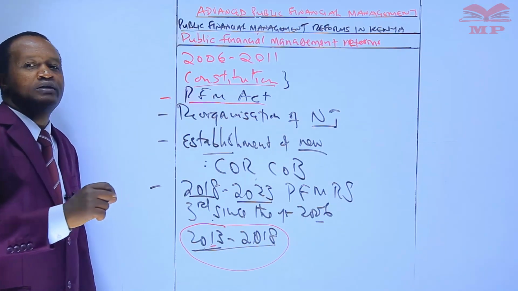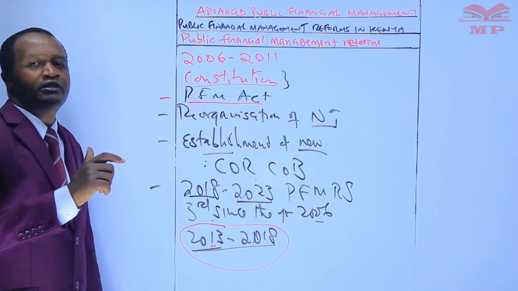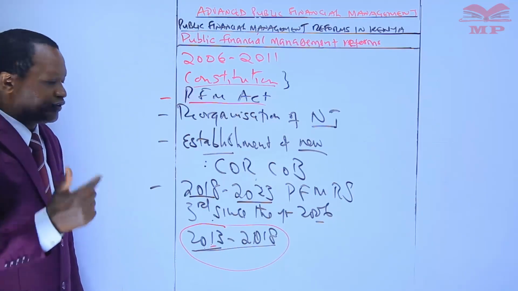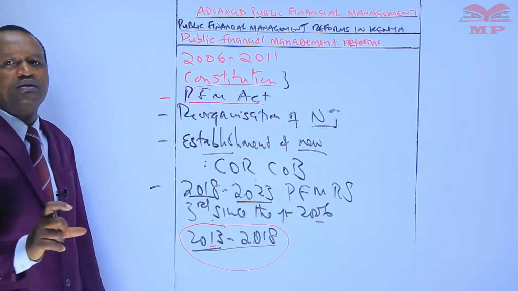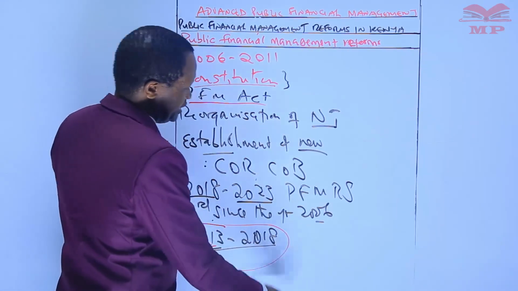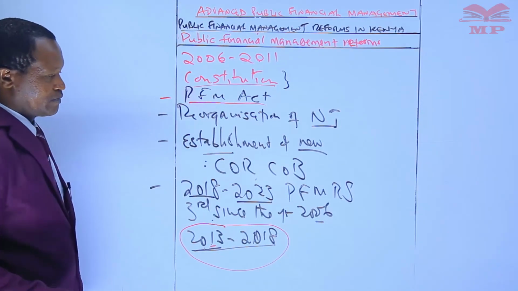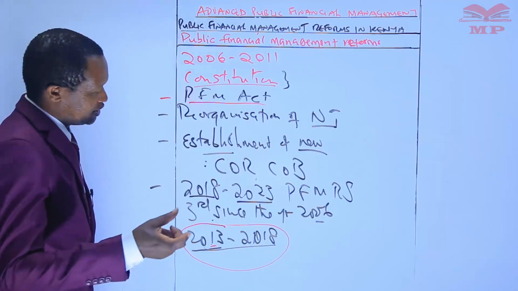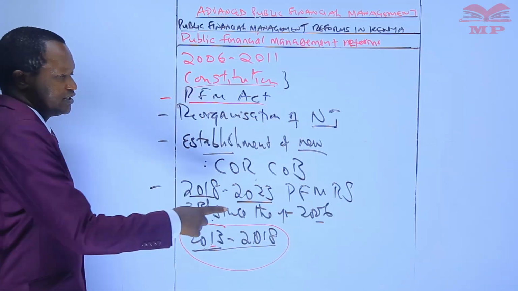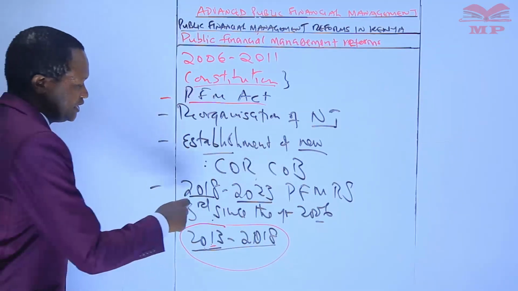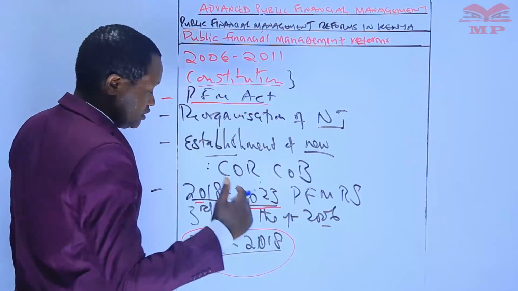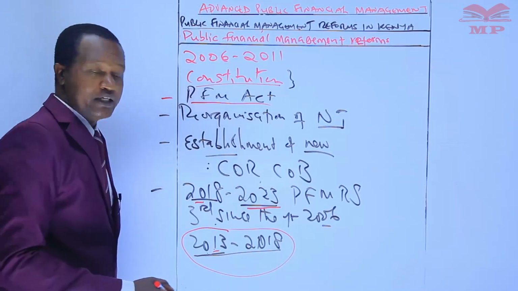Then, of course, it also included the support of fiscal devolution as stipulated in the Constitution of Kenya of 2010. So those are some of the reforms that were implemented during the 2013 to 2018 period. That's a small history. After the 2013 to 2018, there is a new strategy, the Public Finance Management Reform Strategy of 2018 to 2023. Now, candidates, I want you to follow the reform agenda keenly.